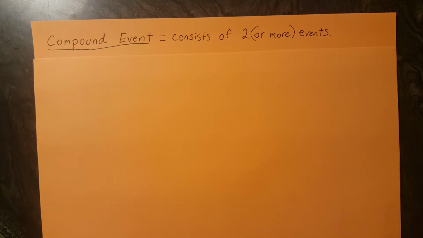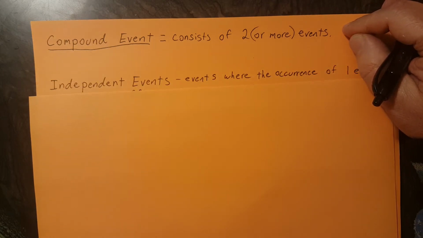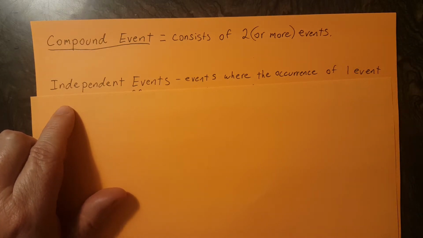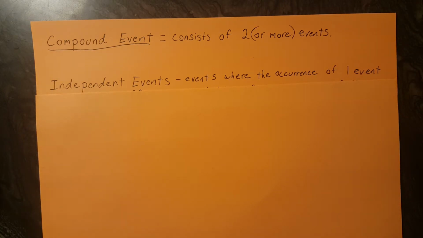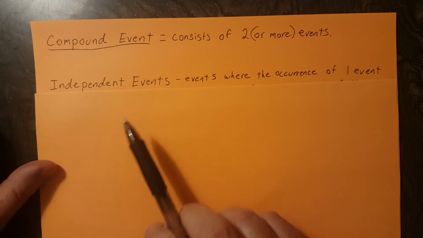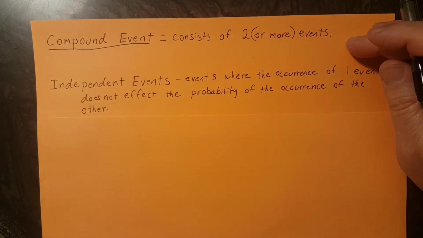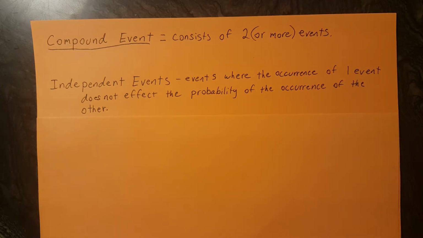Okay. All right, in today's compound events, we're going to be using two or more independent events. In case you haven't guessed yet, yes, there are independent events and dependent events. We're not going to learn about dependent events until tomorrow, so today we're just going to talk about the independent events. Independent events are events where the occurrence of one event does not affect the probability of the occurrence of the other event.